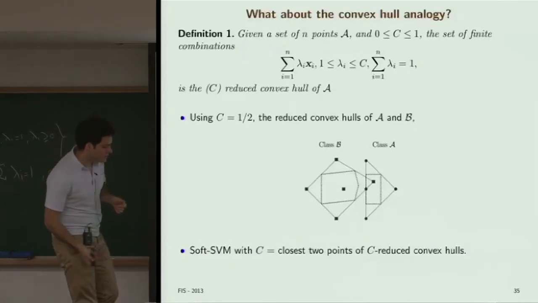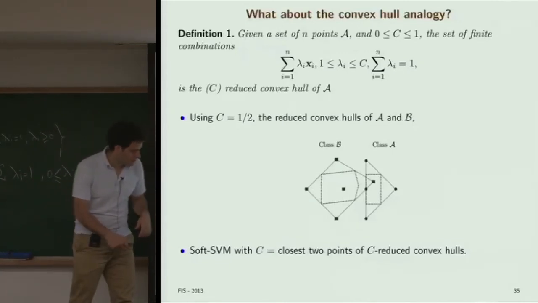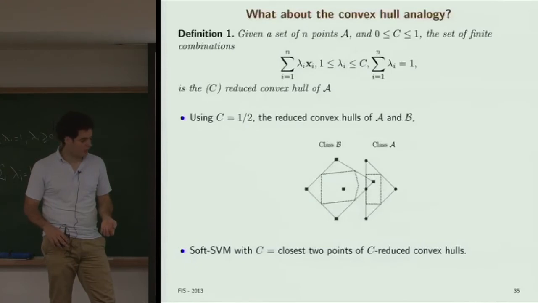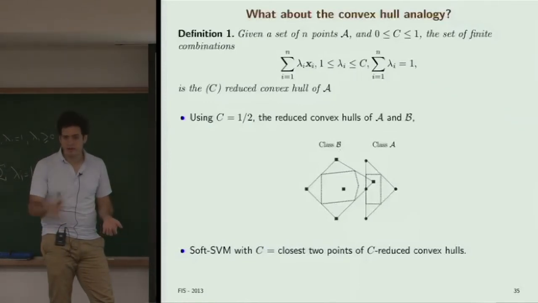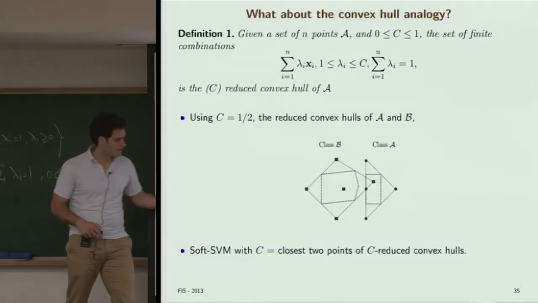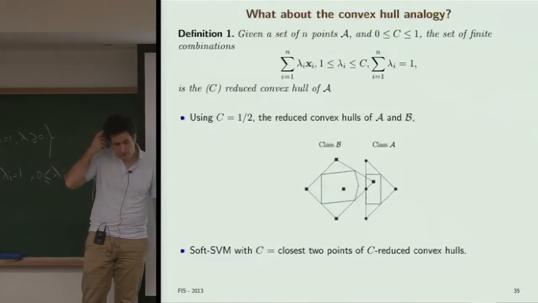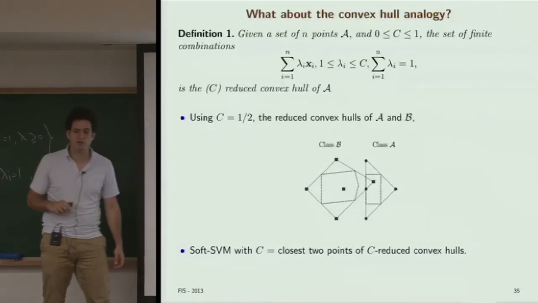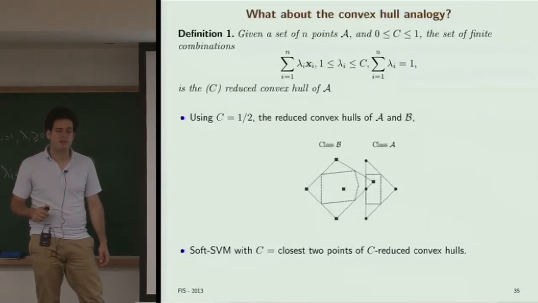So the idea of the soft SVM with a C coefficient, assuming that C is small enough, is that once those two sets do not intersect anymore, you can apply the regular SVM on those two convex hulls and find the two closest points and then find the linear hyperplane. So this is a nice result which also helps visualize the idea of the SVM with soft margin.